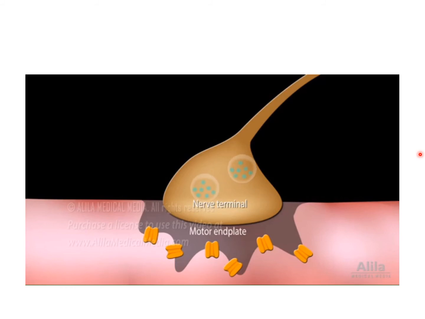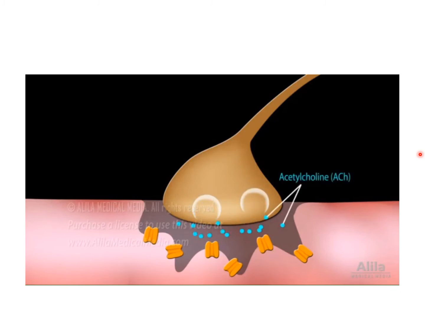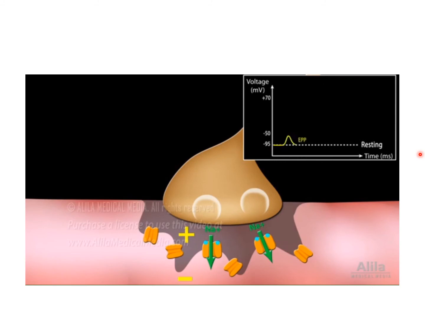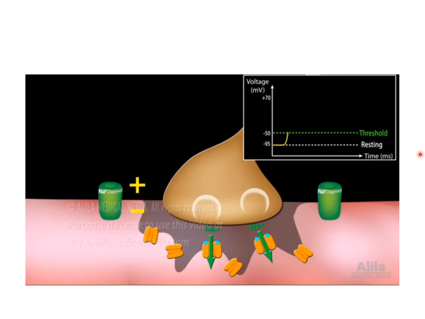When an action potential reaches the nerve terminal, it causes the release of the neurotransmitter acetylcholine into the synaptic space. Acetylcholine then binds to nicotinic receptors on the end plate. Nicotinic receptors are ligand-gated ion channels. Upon binding to acetylcholine, they open to allow sodium to enter the cells, depolarizing the cell membrane, producing the so-called end plate potential. An action potential is generated in the muscle cell only when the end plate potential reaches the threshold required to activate voltage-gated sodium channels located outside the end plate in the neighboring membrane.